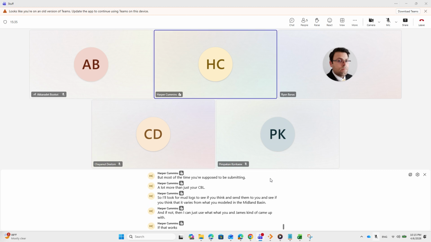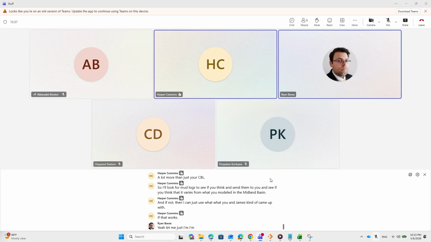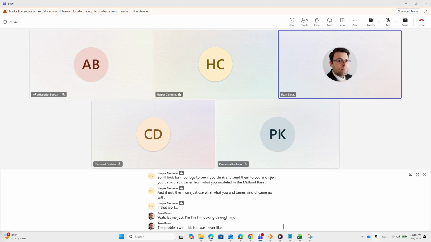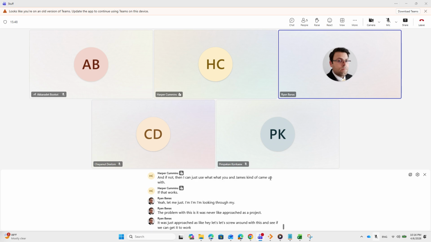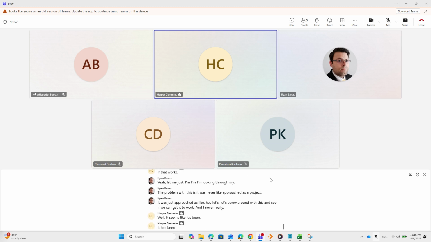And if not, then I can just use what you and James came up with. If that works. Yeah, the problem with this is it was never approached as a project. It was just approached as, hey, let's screw around with this and see if we can get it to work. It seems like it has been used, though. It was one of the bigger drivers in the Novi model for the Wolfcamp D.